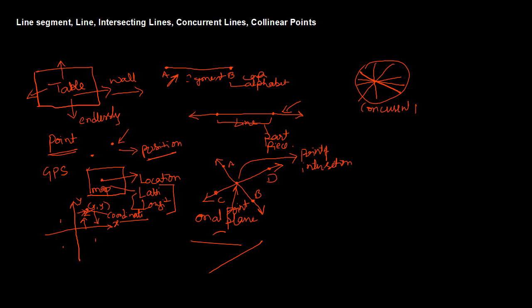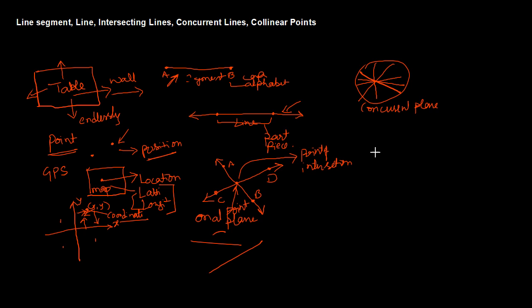Again, it's the same description. They are all on the same plane, more than two lines intersecting at one point. Those are all called concurrent lines. So it can be any number of lines. If someone asks how many lines can pass through a single point, it's infinity. Many lines can pass through, and all those lines are called concurrent lines.